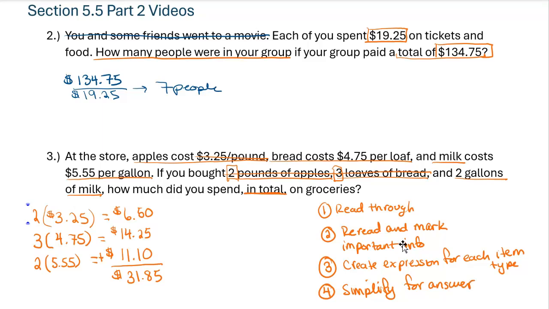So anytime you have an application problem, these are the steps that you're going to follow. The 2 steps that make all the difference in the world are not repeating your full read through, just doing it once, and then marking the important stuff. If you find that between steps 2 and 3 you struggle, that's likely a vocabulary thing. So I would go back and double check, review the vocabulary of math and how it translates over.